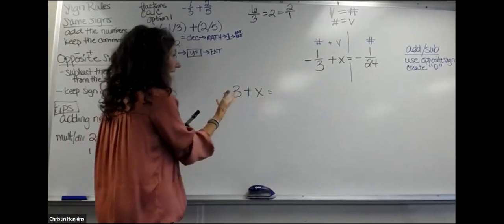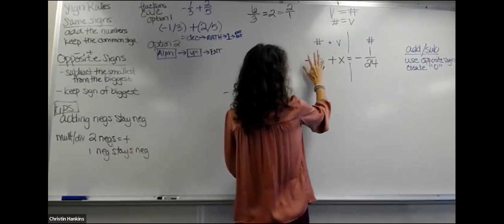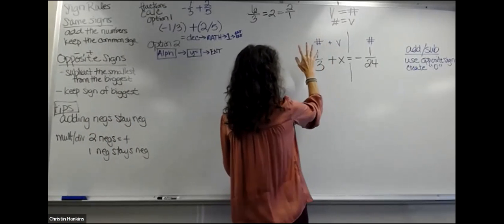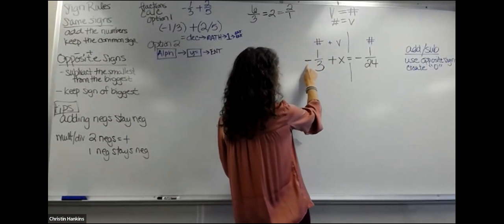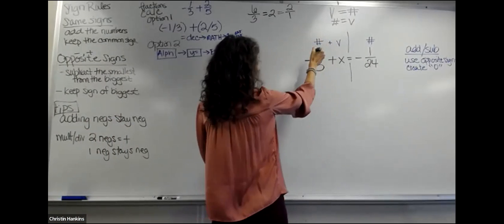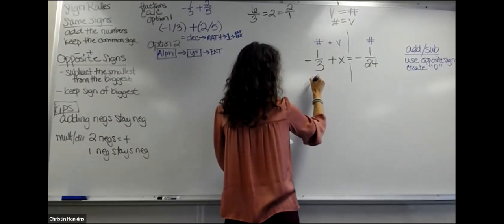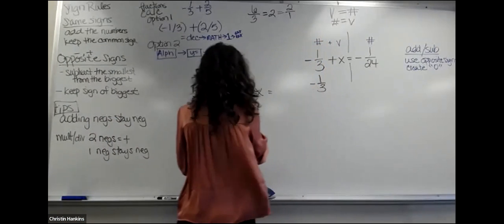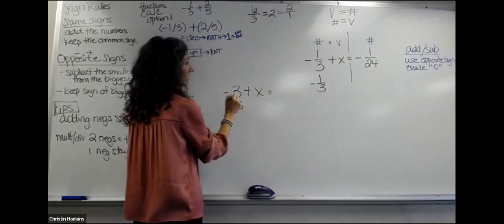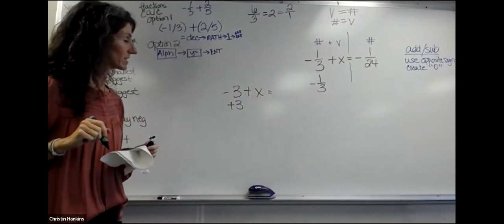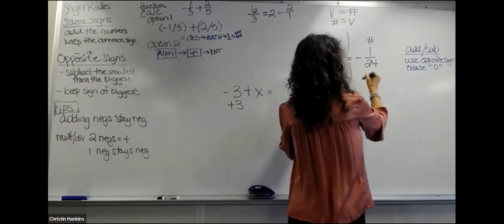We need to add whatever's being attached to the variable because it's negative. Whatever's being attached needs to be a positive to help us cancel it out. A positive 1/3 and a negative 1/3 create a zero, just like a -3 and a +3 create a zero. So that's our goal. And whatever you do to one side, we've got to do the other.